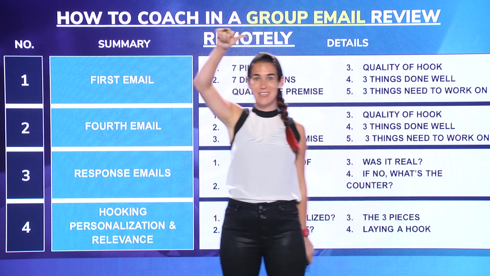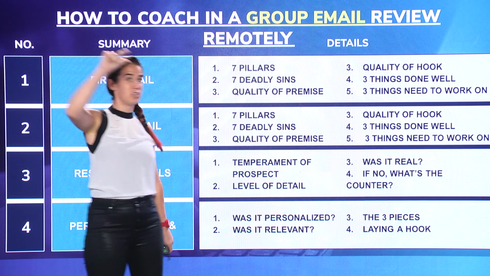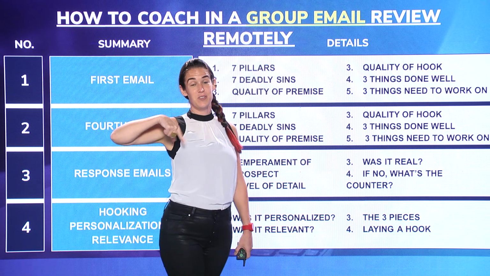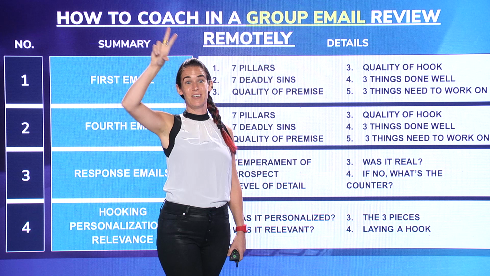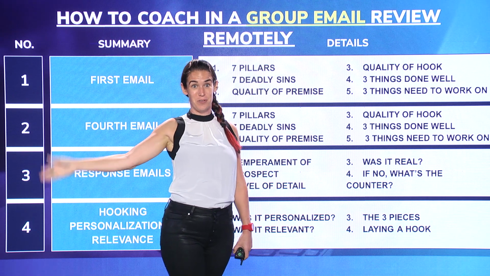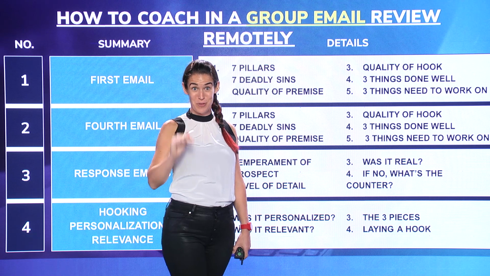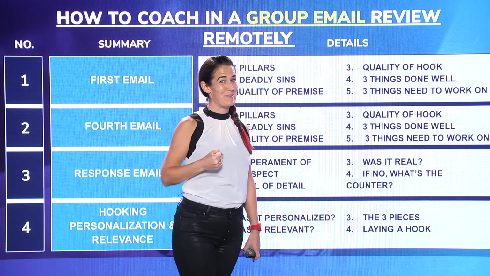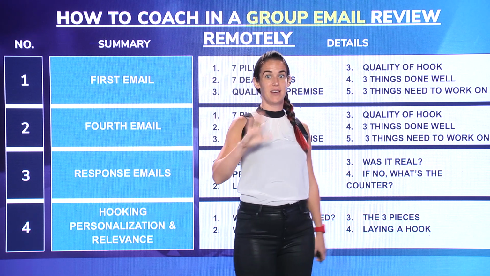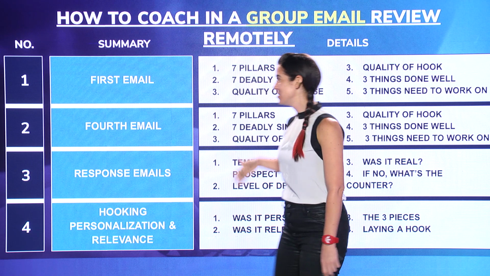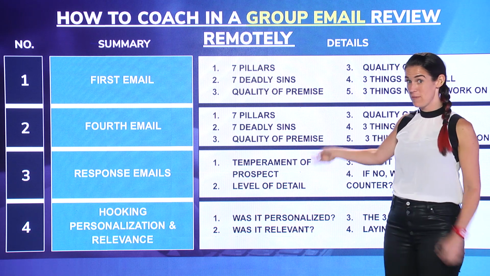Number one, what is the temperament of the prospect? Number two, what's the level of detail to the objection? And based on those two and a few other criteria, number three, was it real? Because if it's real, you need to say, I understand, try to mean it, and walk away. And number four, if you don't think it was real and it was a shallow objection, like I need to wash my hair, then how do you counter it? So that was the third piece I did in group email review.